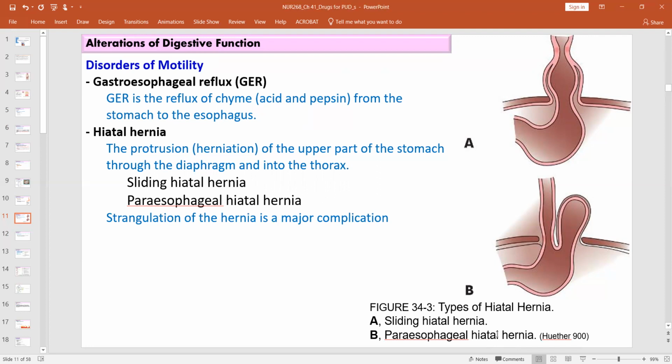Coughing, bending, tight clothes, sometimes ascites, obesity, and pregnancy may accentuate the hernia. So these are the factors that may accentuate this type of hernia: the tight clothing, bending, coughing, obesity, ascites, and pregnancy.